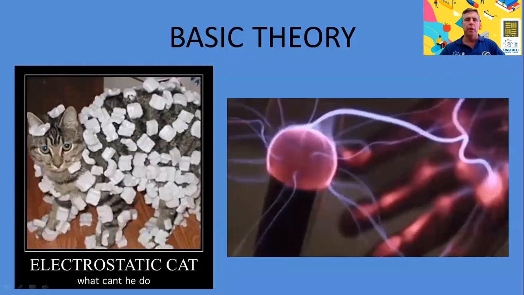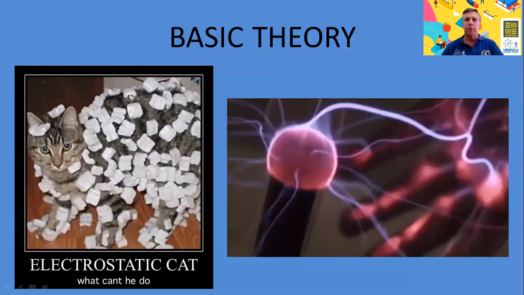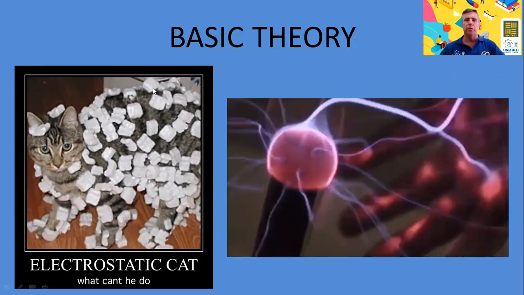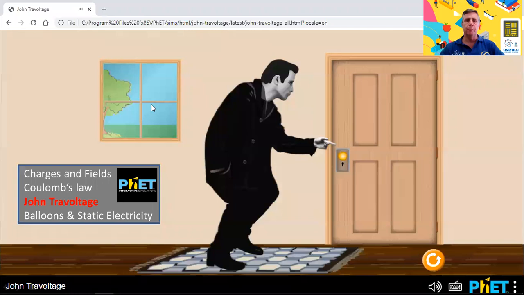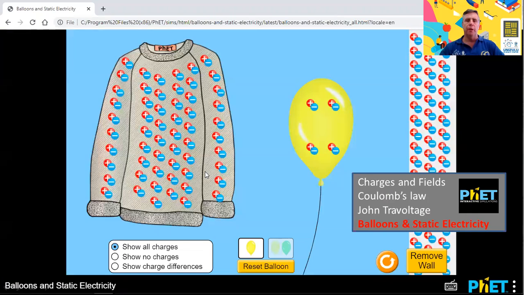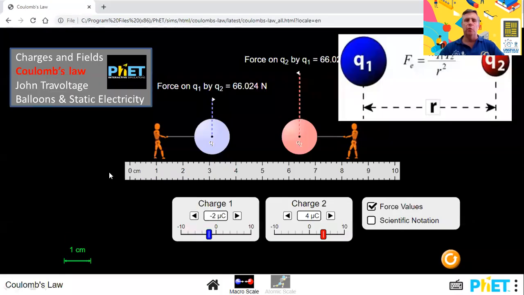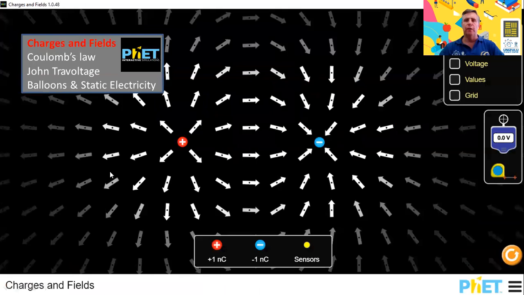So as with all these equations videos, let's start by looking at the basic theory. Please remember, this is not a content video, and so we're just going to give a brief overview of the theory. Please consult your notes, your textbook, and your teacher to get the full story. We're going to go over the theory by looking at 4 excellent simulations from PHET. First of all, this one called John Travoltage. Then we're going to look at balloons and static electricity, and then Coulomb's law, and finally charges and fields.